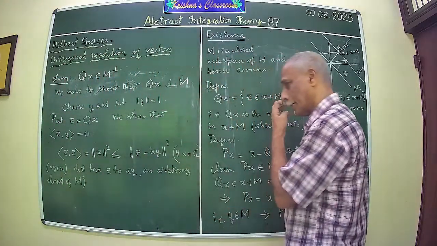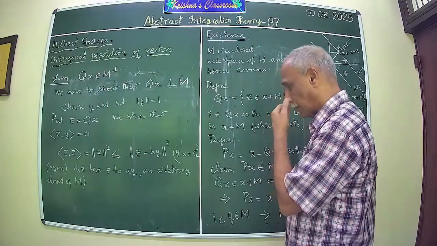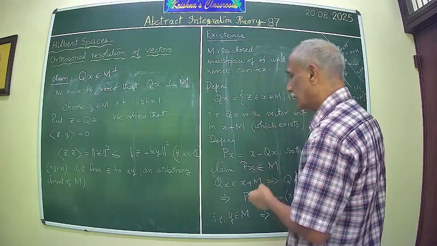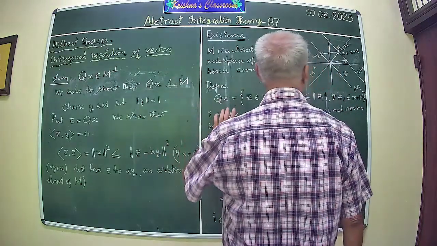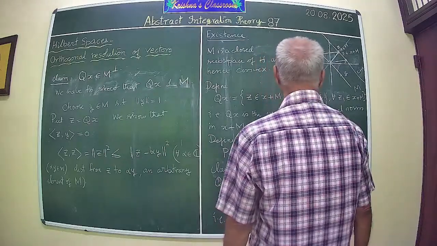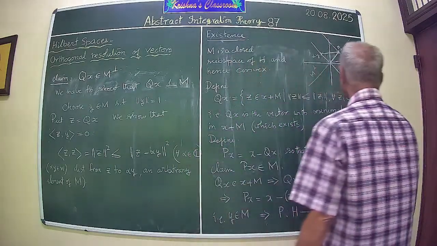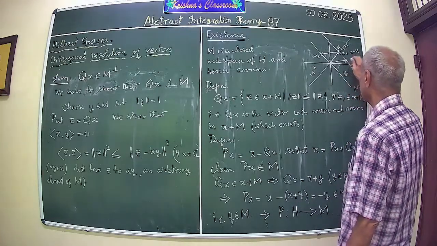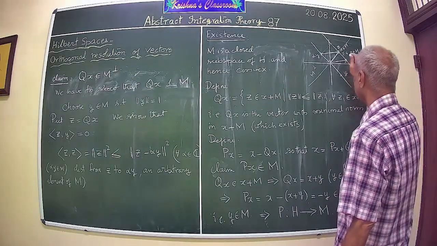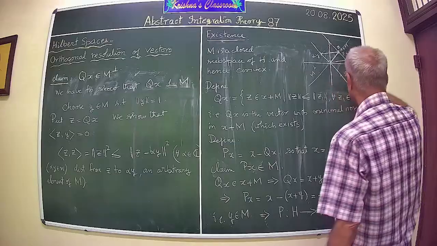Okay. And this distance is certainly greater than the distance from Z. Why is it so? You see, you are essentially taking an element over here, okay, in x plus M.